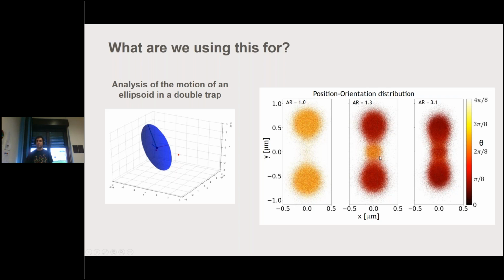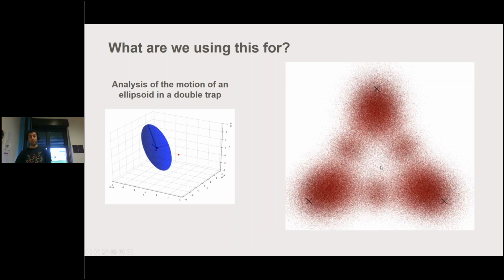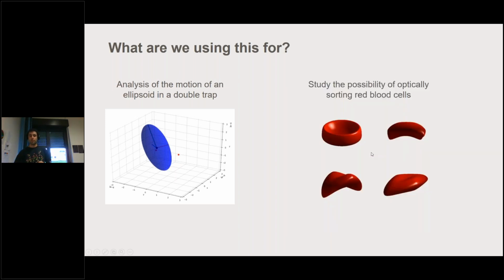And if we play a little bit more with this by using, for example, 3 beams, with 3 beams, we can manage to get 6 different traps, even though these ones are much stiffer, much stronger than the ones in between. So this was one example. The other example we are working on is to study, for example, the possibility of optically sorting red blood cells with this neural network trained with different data, but we can simulate the motion of a red blood cell in an optical tweezers setup.